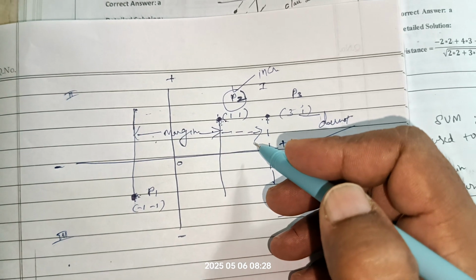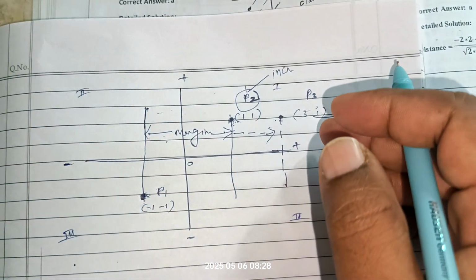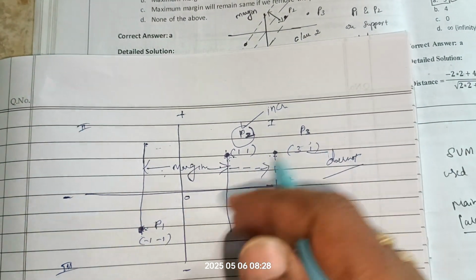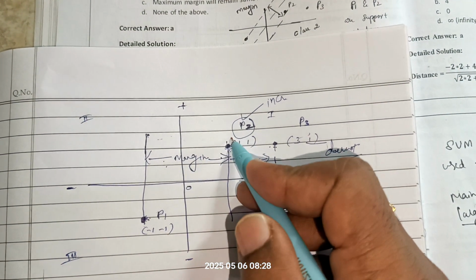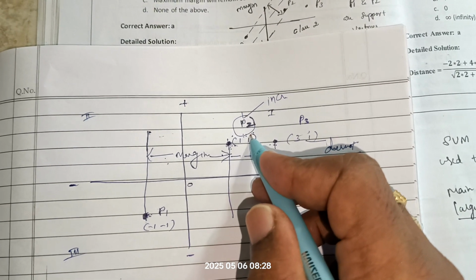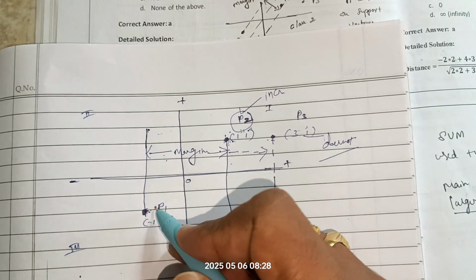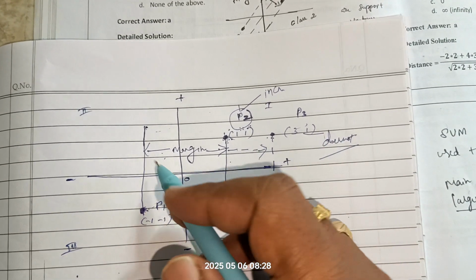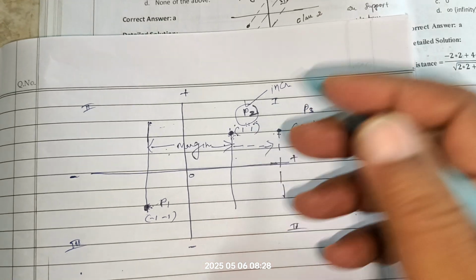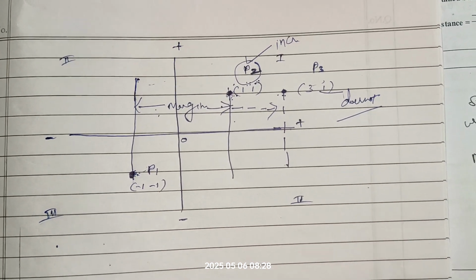So this is the problem with respect to a support vector machine. Here, which is the support vector? The support vector is, in this case, P2. A support vector is a vector where you consider a margin between two minimum distance vectors. So this is a small problem.